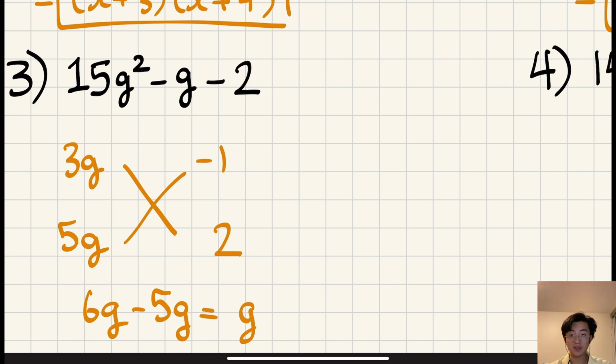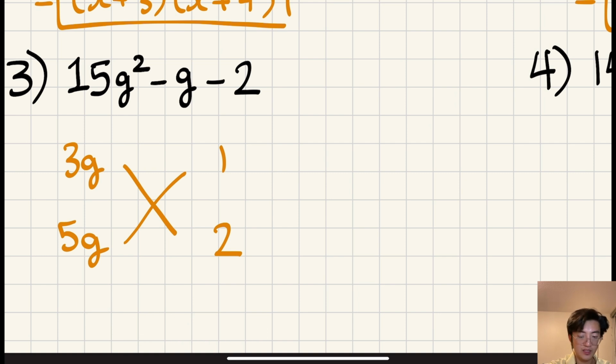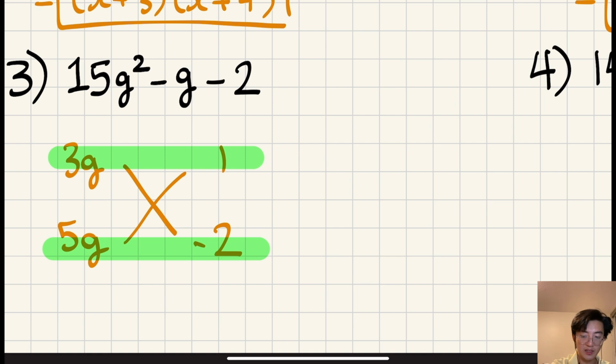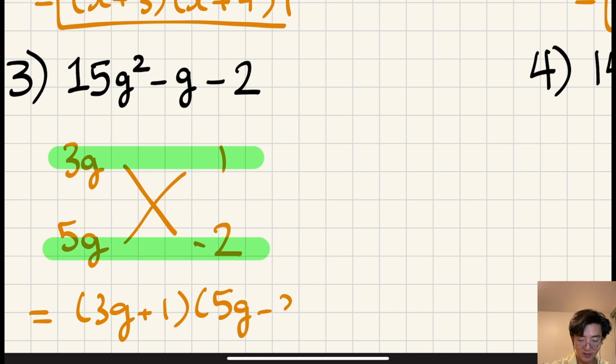When we add those up, we get positive g, which means that our factors are correct, just the wrong negative sign. So we just have to move this negative sign down to here. Then we get minus 6g plus positive 5g to get negative g, which is the number we want in the middle. Once again, rewrite everything sideways to get 3g plus 1 times 5g minus 2.